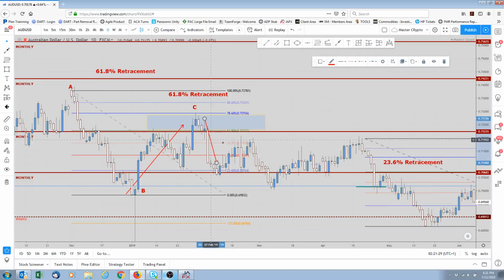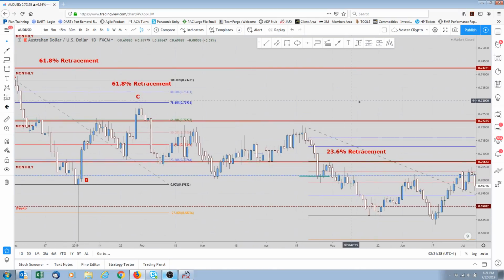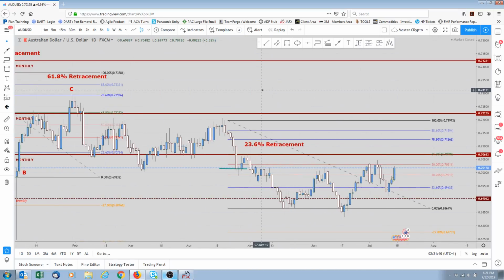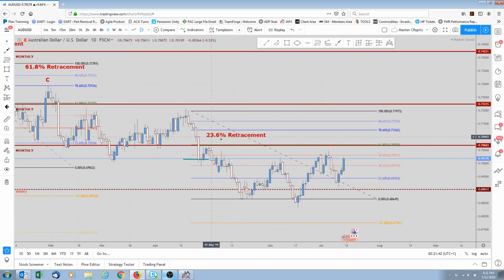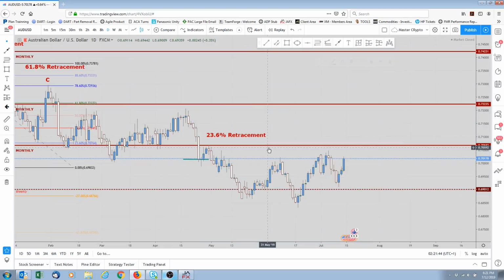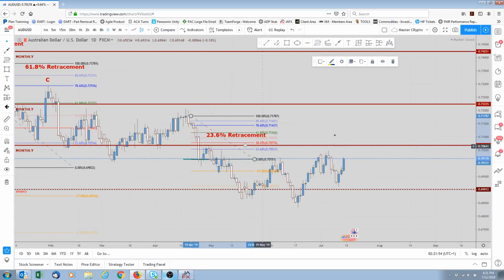Okay, so this was an example of 61.8%. It came into our ideal area between 61% and 78%. Here again, it's an example of 23.6%. Let me just get rid of this. Let's just fib it, see what we see. So from the body down to where it found support.